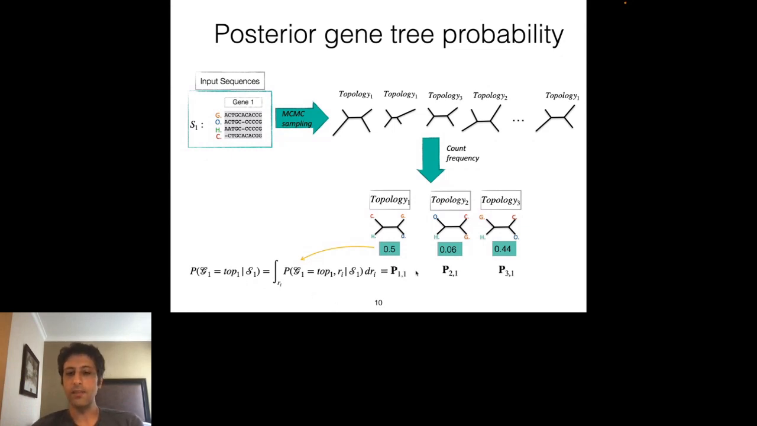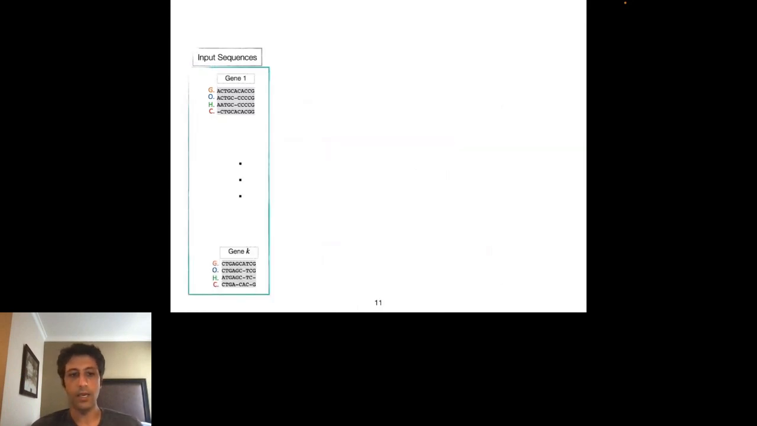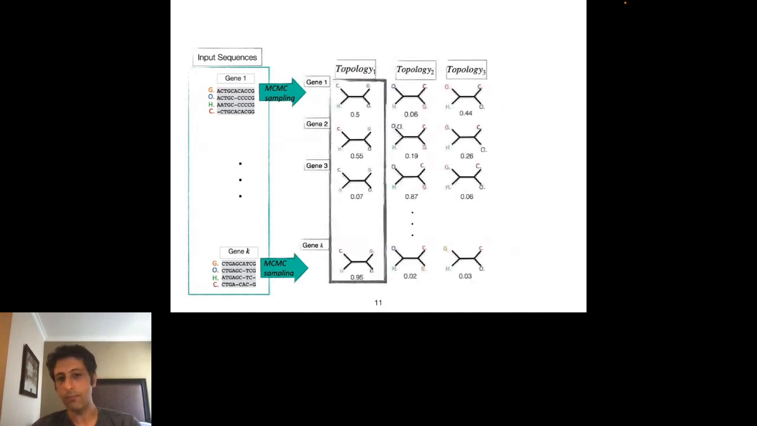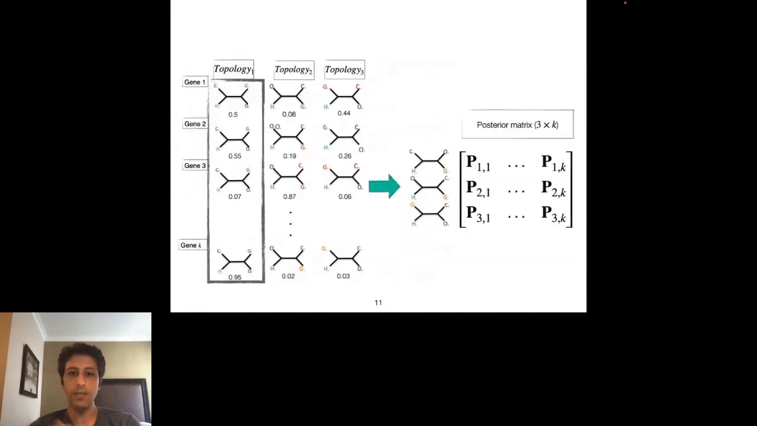And you can write these in a vector of length 3. We are going to call it p_11, p_21, p_31, right? So this is for the first gene. And then you have k different genes, right? I'm going to use k for the number of genes always. You have k different genes. You do the same exact process. You run MCMC for all of them. You get these probabilities, right? So for each gene, you have a distribution over the topologies. And you can take all of these and put them in a matrix. So that's the input to our algorithm. That's all that we are going to need to know from the gene trees. Basically a 3 by k matrix where each column adds up to 1, because each gene must have one of the 3 topologies, right?